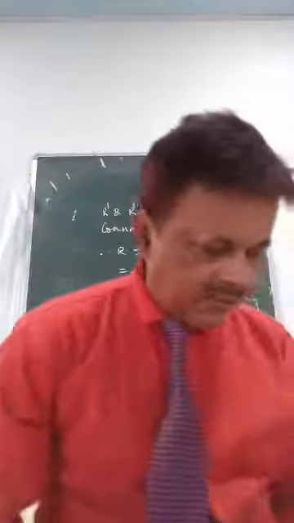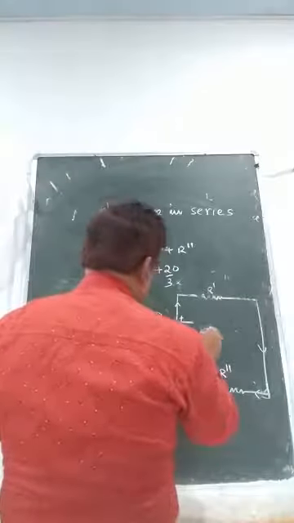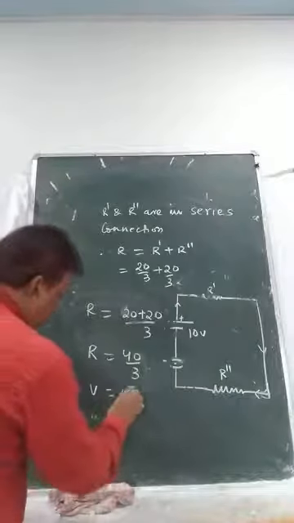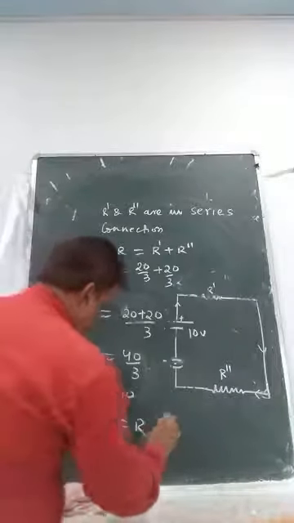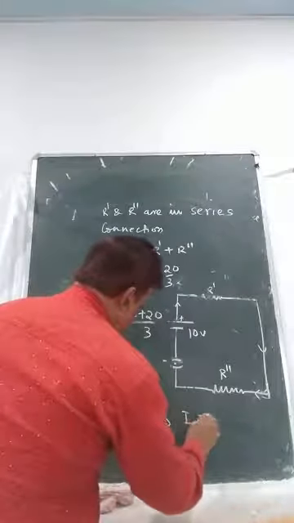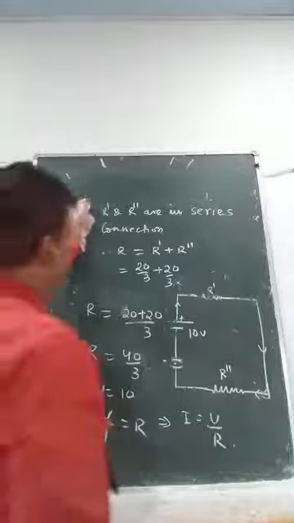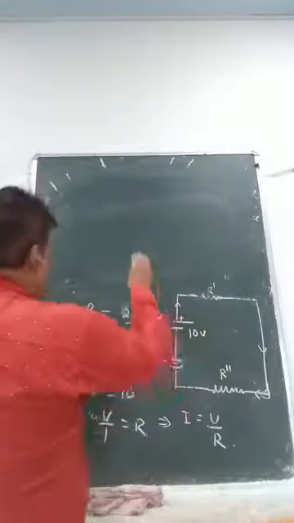The potential is given as 10 volt. So V equals 10 volt. V by I equals R, or I equals V by R. So V by R means V is 10.